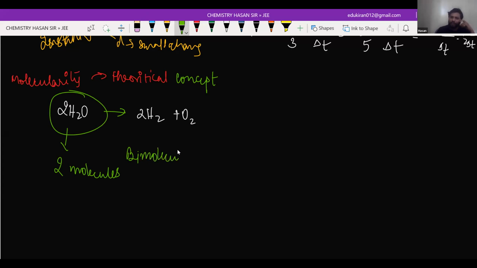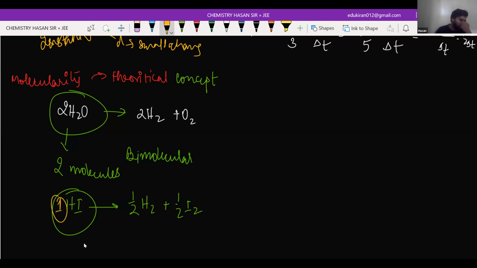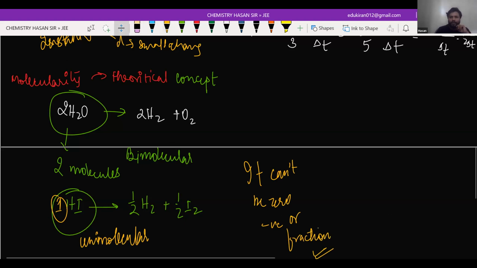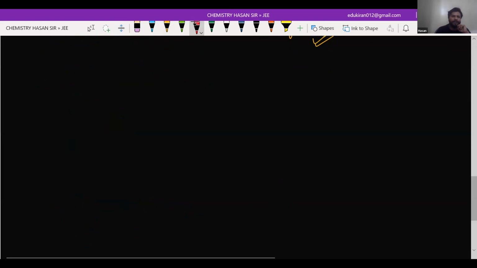If in a reaction I have written HI converting itself into half H2 plus half I2, how many molecules are interacting or reacting? Only one. So this is called unimolecular. It cannot be zero, negative, or a fraction. Is that clear? Okay, moving to the next one, that is your order of reaction.